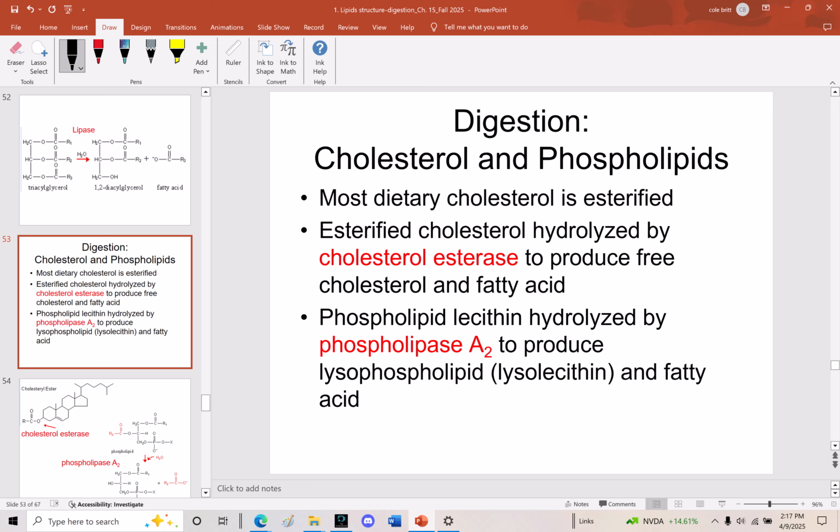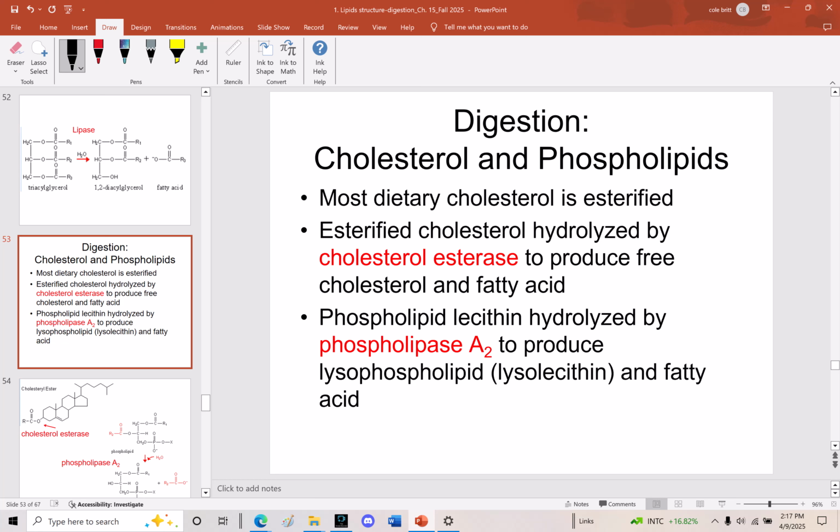Phospholipids, remember they have fatty acids attached to them. So you have a glycerol, a 3-carbon glycerol, and 2 fatty acids attached to the phospholipid. And so in this case, you're going to have to take off the fatty acid. And the enzyme that's going to do that for phospholipids is phospholipase A2. Phospholipase A2 is the enzyme that breaks down phospholipids.